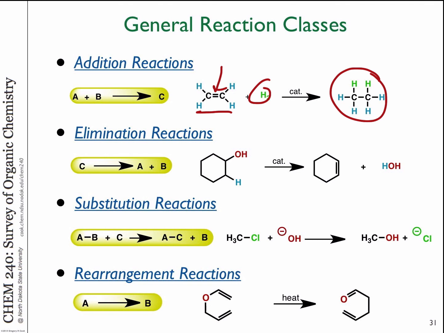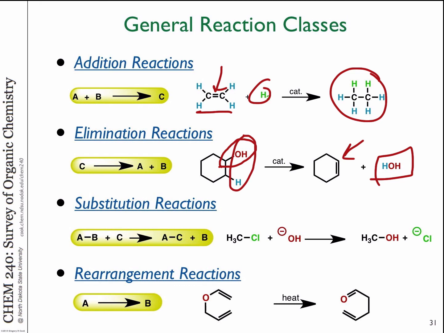An elimination reaction, in this case, one of the details of an alcohol functional group is that it's possible to break the C-O bond and the hydrogen next to it. So you can actually remove water, or eliminate water, from that molecule and leave behind a double bond. That's an elimination reaction. There are many kinds of different elimination reactions. That's one specific example.